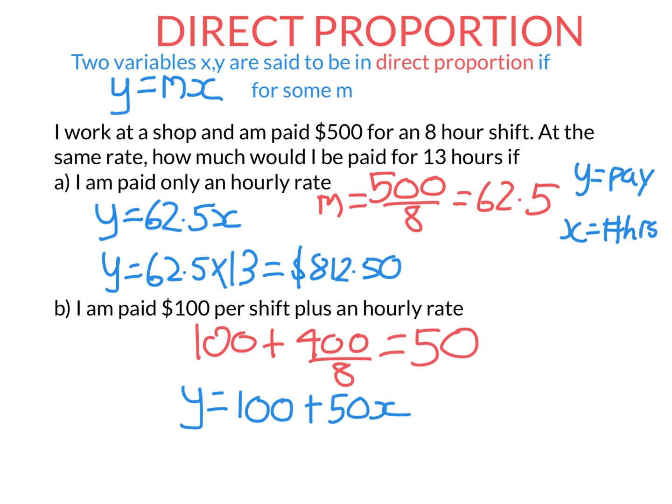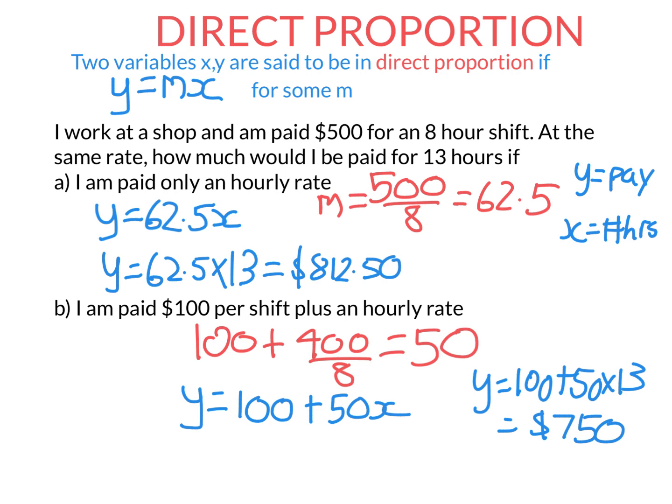Now, in this case, your pay is not directly proportional to the number of hours. Your pay is not a multiple of the hours like it was in the previous example. Here, pay is just some number times the number of hours, but this 100 means that they're no longer directly proportional. We can still figure out how much I'd be paid for 13 hours. In this case, it would be 100 plus 50 times 13, which is $750. That's nice and easy still.